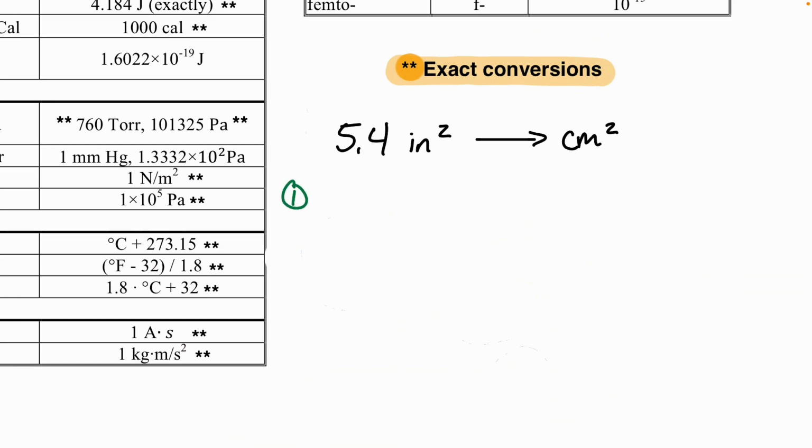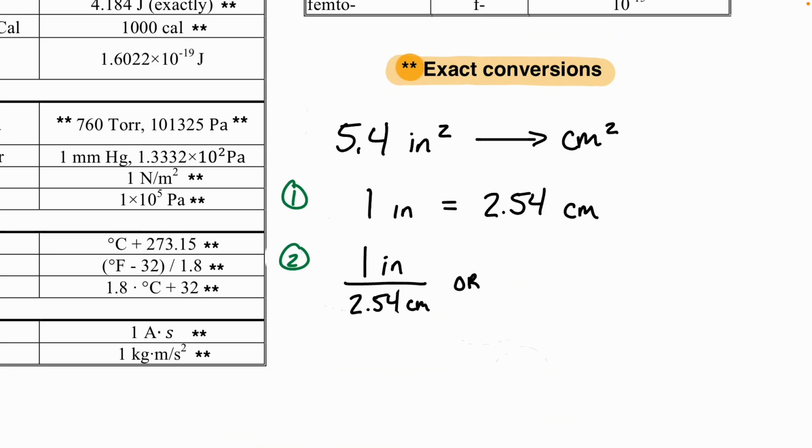So the first step is we're going to grab our relationship from our table just like we did before, all right? My table told me that 1 inch was equal to 2.54 centimeters. We're going to build our conversion factor where we stack an inch over that 2.54 centimeters. Or we can take it and flip it.